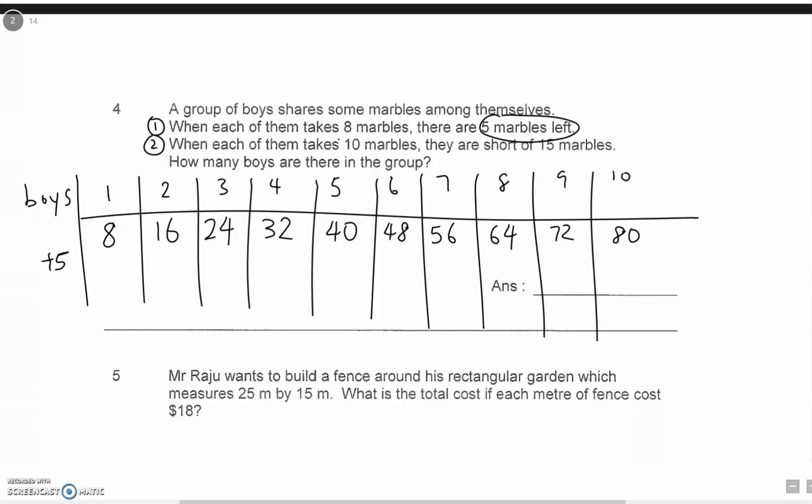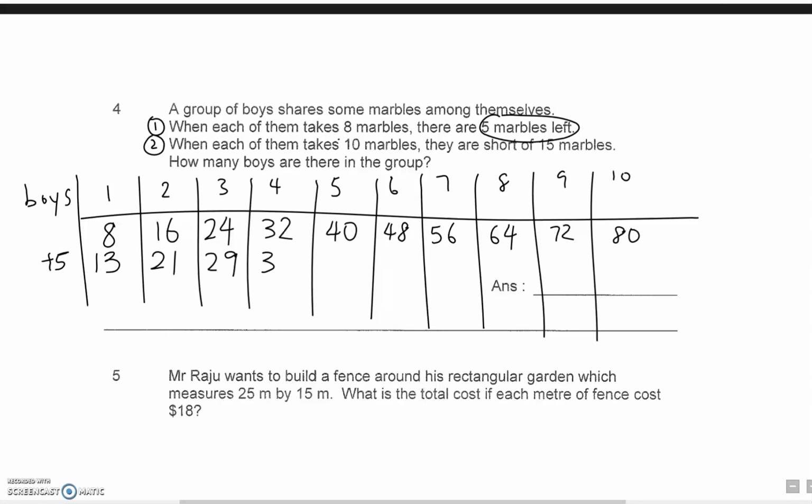If there's only one boy, we have given out 8, which means that at the start, there were altogether 13 marbles. If we gave out 16 because there were 2 boys, it means that there are 5 marbles left. At the beginning, I had 21. Okay. If I had 3 boys, that means I have given out 24 in total. I will have 5 left. 24 plus 5 gives you 29.